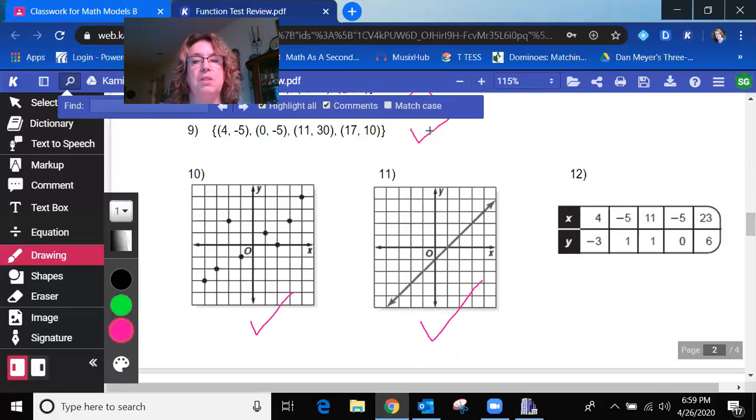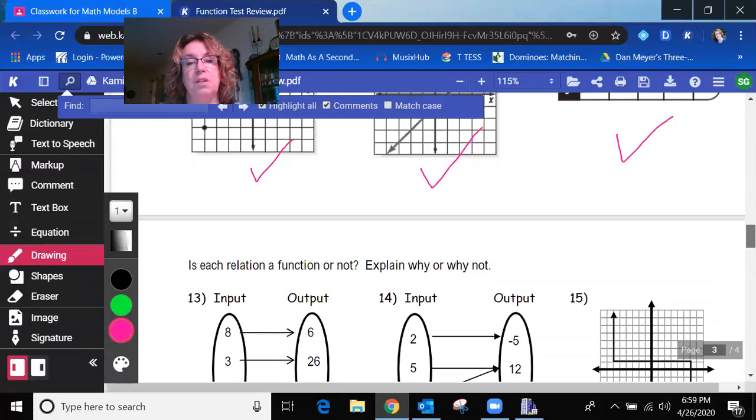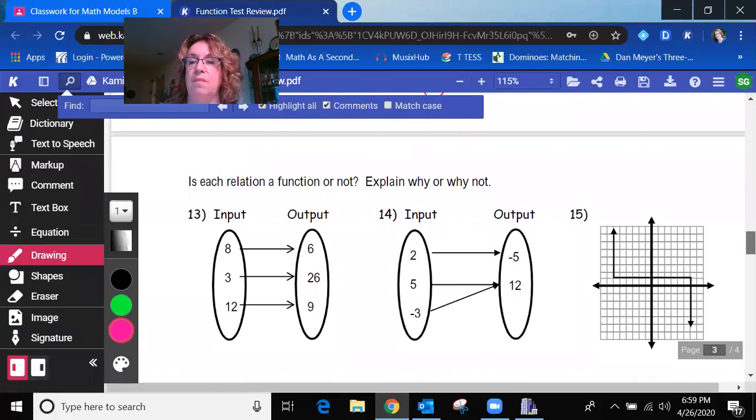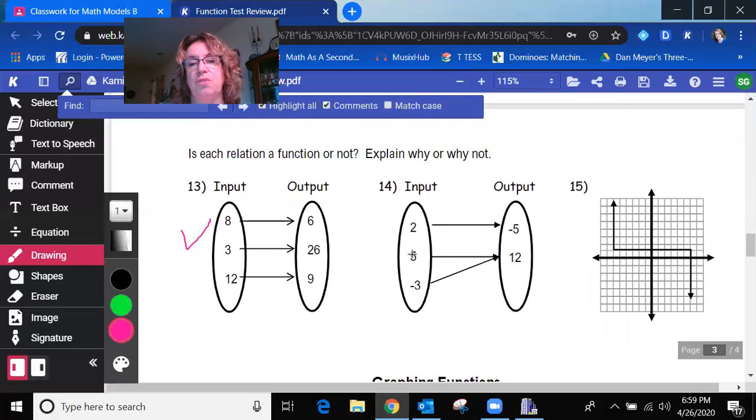Number 12 is really just like the first 3, except that the x's are running horizontal rather than vertical. So I need to look across to see if any of those x's repeat. They do not repeat, so that one is a function. Is this a function or not? On the mapping, you're just saying, does each x only go with one y? That one's pretty straightforward. That one is a function. All the x's are unique.